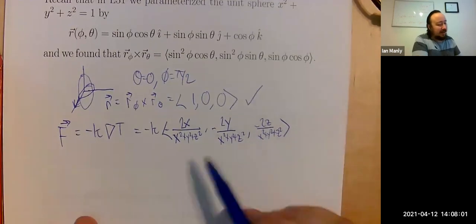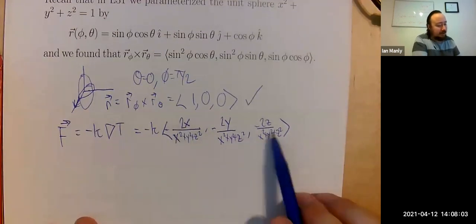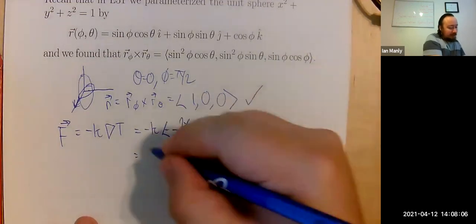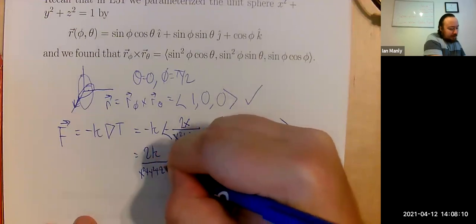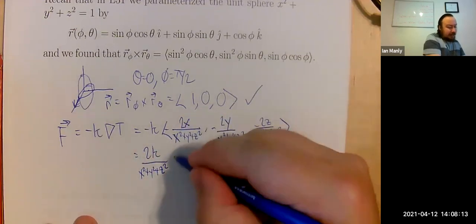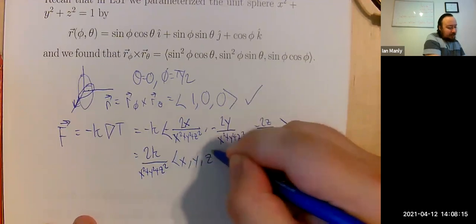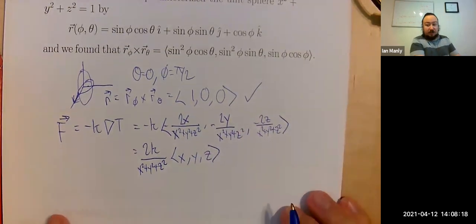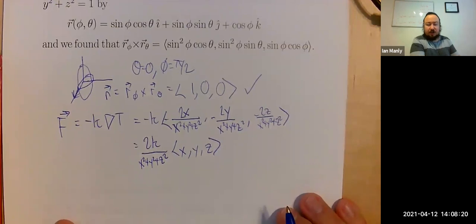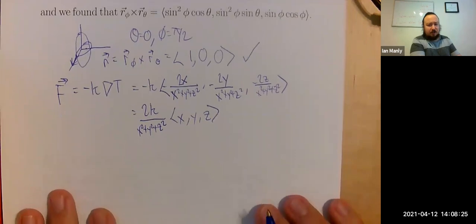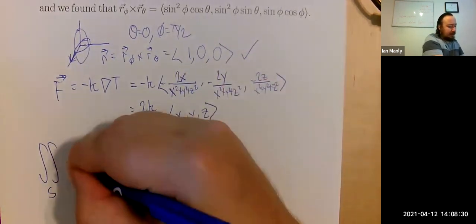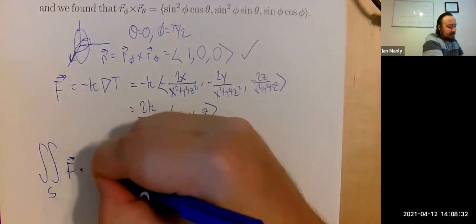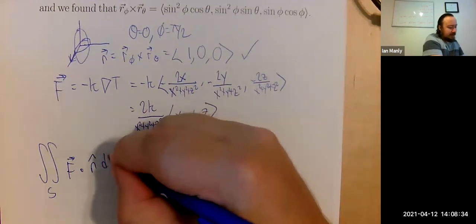All right, anyways, so I'm going to pull negative 2 out of all of these. So we have 2k over x squared plus y squared plus z squared, because that's in all of these, and then we have x, y, and z left over. So this is going to be our vector field. Now what we're going to do is the surface integral of f dot n dS.